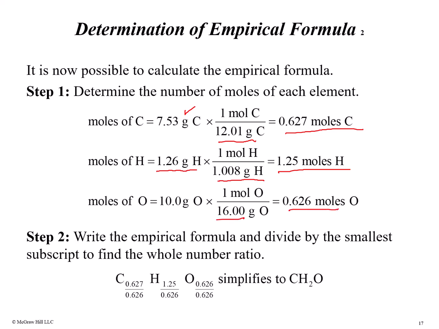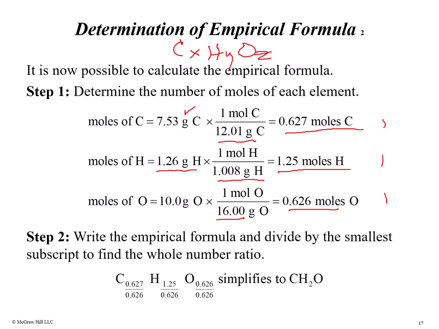Now, we know the ratio of carbon to hydrogen to oxygen has to be whole numbers. Again, that's going back to Dalton. Dalton says that atoms combine in whole numbers. Okay? So these aren't whole numbers. Students that haven't had much chemistry are just going to say, well, this 0.6 rounds up to a 1, and this 1.25 rounds down to a 1, and 0.626 rounds up to 1. That's not the way it works.